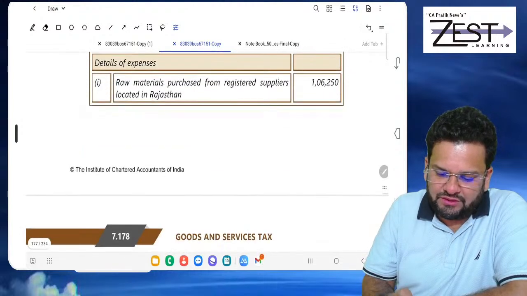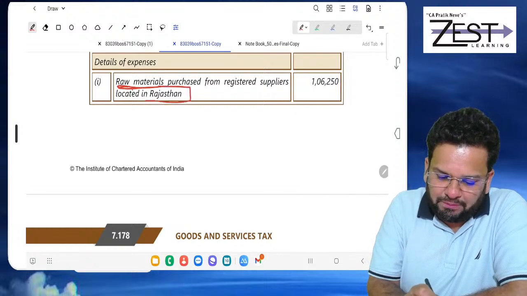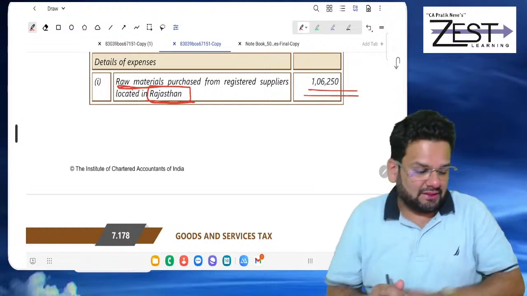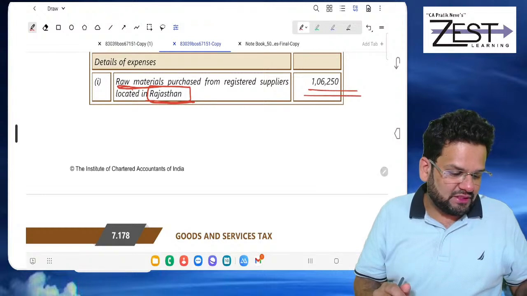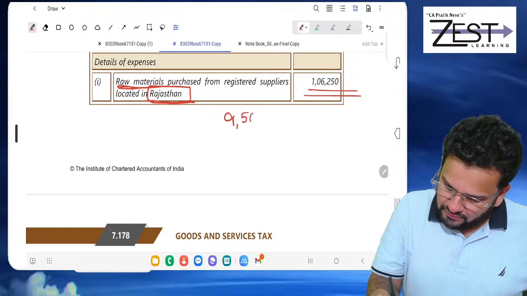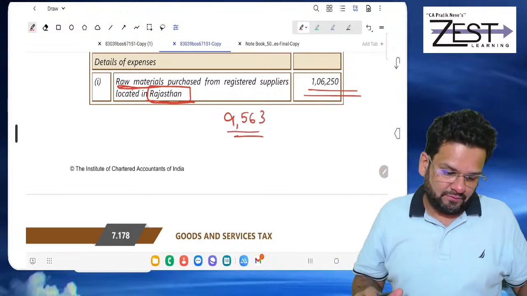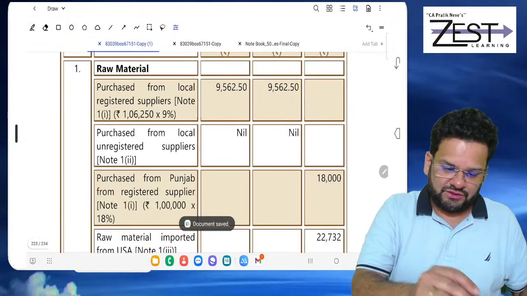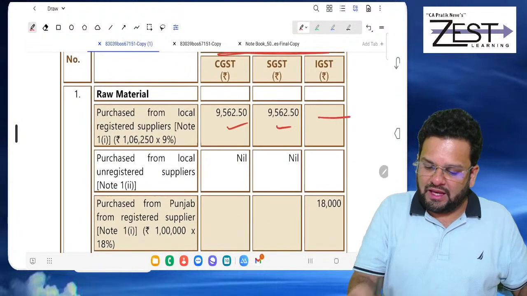First one is raw material which is purchased from registered suppliers located in Rajasthan. So on 1,06,250, calculate at 9% each. You are getting 9563 rounded off to nearest of 1, or you can say 9562.5. So see this. You could have taken 9563 also, CGST and SGST.